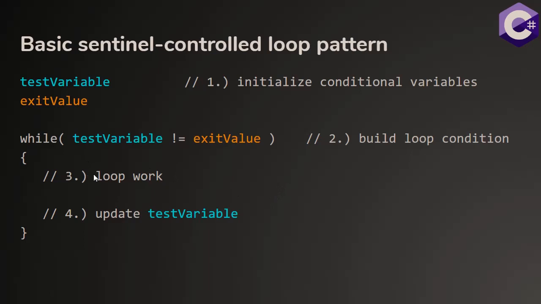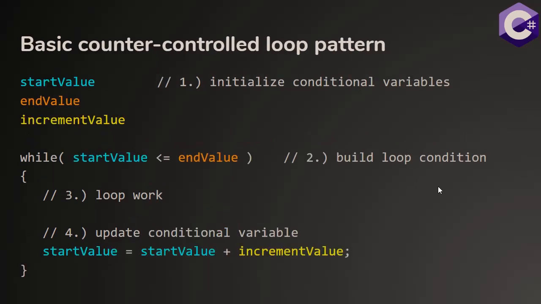And we're going to do the work, then we're going to update the test variable, get the next value, and then we'll see now does this new test value equal the exit value or not. And so this loop will keep on running until some condition in step 4 makes it so that the test variable has the exit value, and then this condition becomes false and we break the loop.